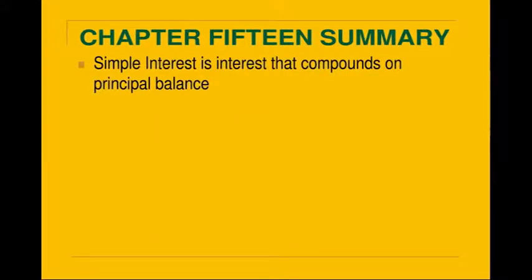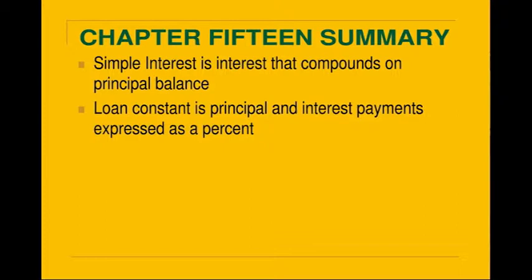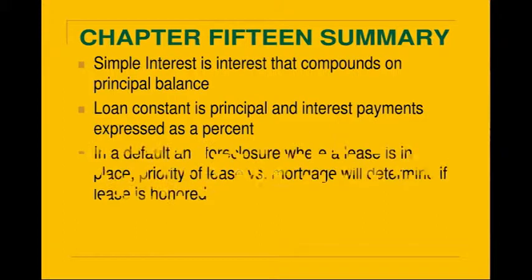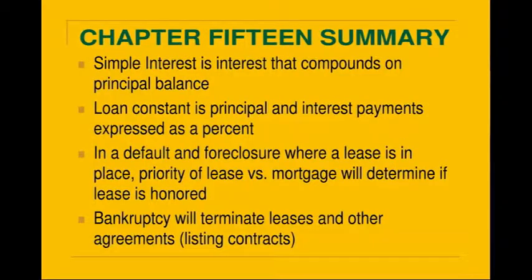Simple interest is the interest that compounds on principal balance. The loan constant is your principal and interest payment expressed as a percentage. In a default and a foreclosure where a lease is in place, priority of lease versus mortgage will determine if the lease is honored. In other words, if that lease has been recorded before the mortgage, only the mortgage foreclosing and any liens of lesser priority can be eliminated. Bankruptcy will terminate leases and other agreements, including listing contracts.